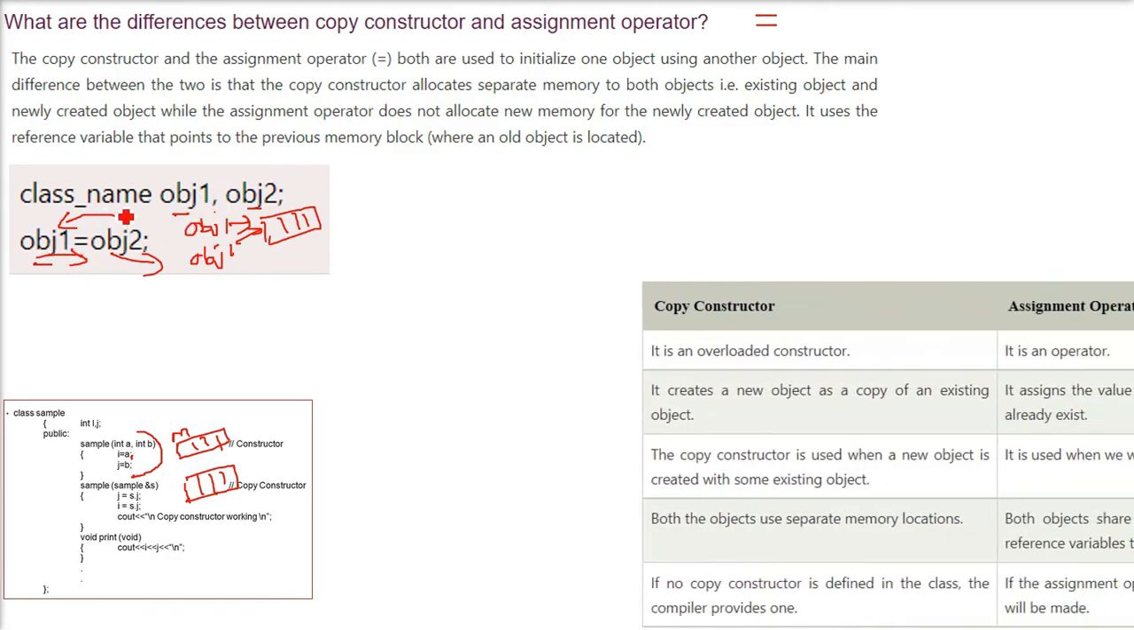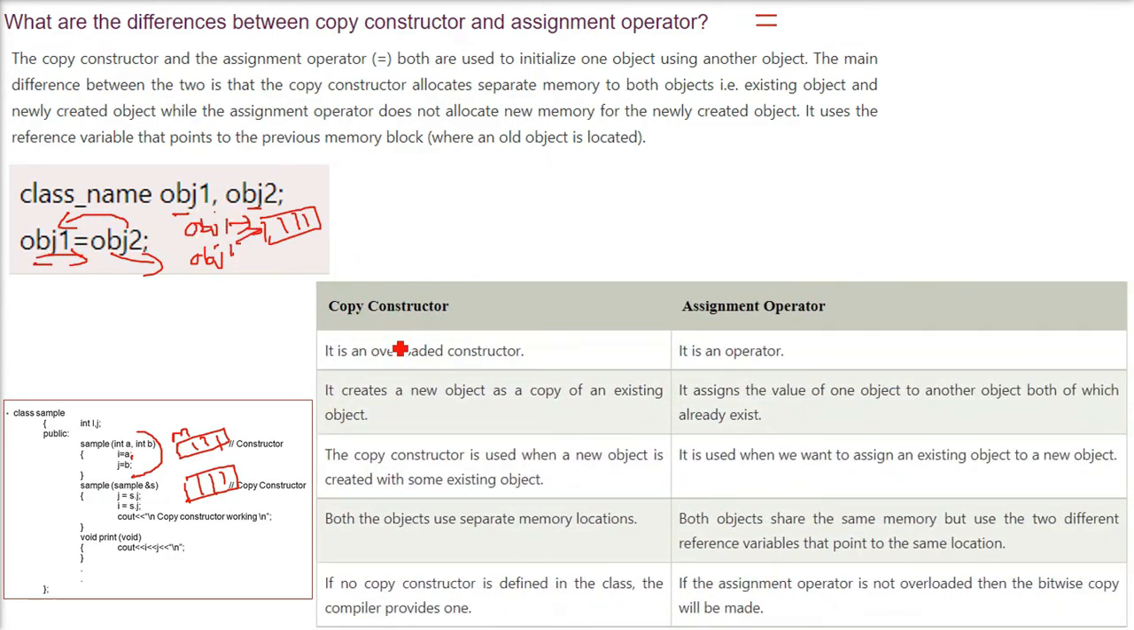Now see one by one. First of all, the copy constructor is an overloaded constructor. Assignment operator is just an operator. Copy constructor creates a new object as a copy of an existing object. So this is the existing one and this you have copied it. The assignment operator assigns the value of one object to another object, both of which already exist. obj1 and obj2 are already created, they already exist. But while the copy constructor is actually making a new object, at the same time we are assigning the previous object's content to this object.